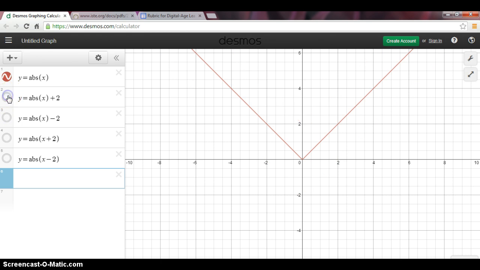Now I'm going to delete those two so that we can compare the absolute value of x plus 2 when they're both in the absolute value signs. Even though it's plus, it actually moves it 2 to the left because it's inside the absolute value sign. And then when it's minus, it actually moves it 2 to the right because it's in the absolute value sign.